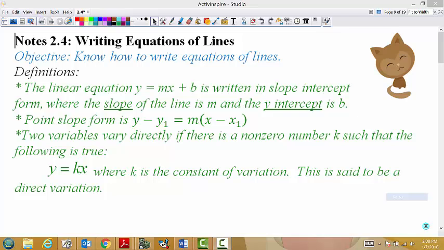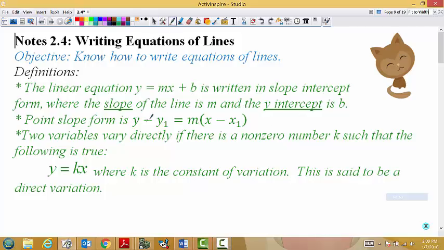Alright, this is 2-4, and we are writing equations of lines when given certain information. The first thing we're going to look at is the linear equation y equals mx plus b, written in slope-intercept form, where the slope is m and the y-intercept is b.